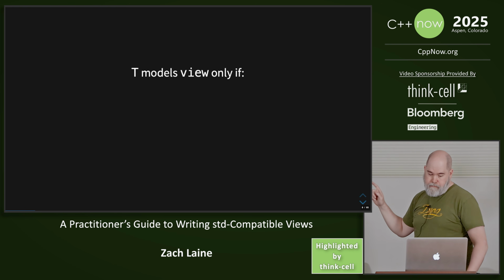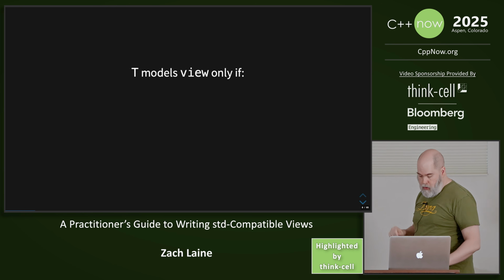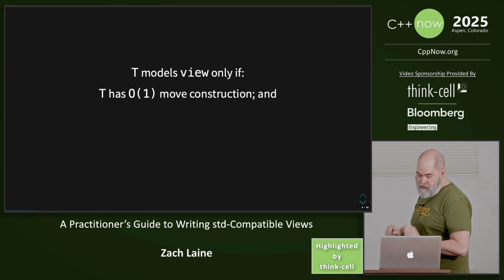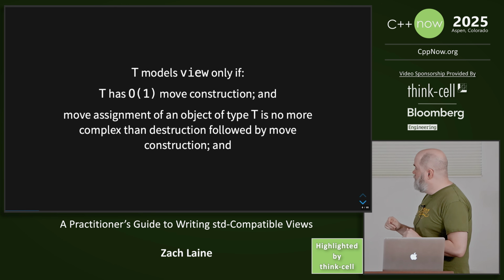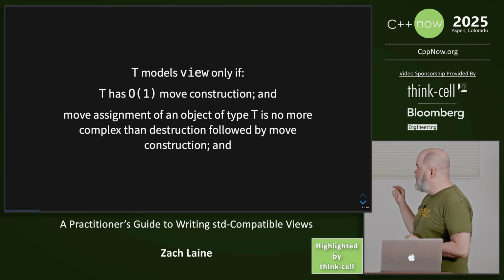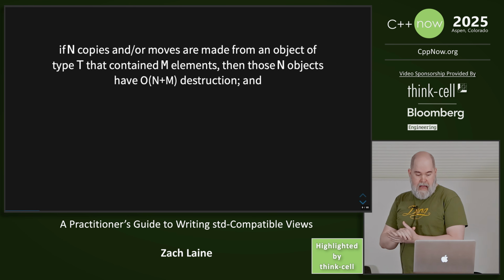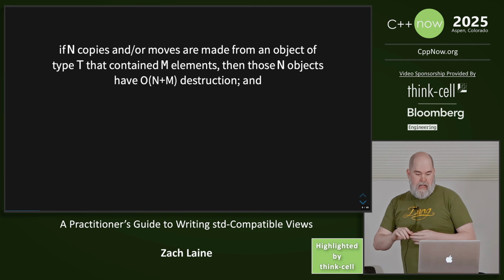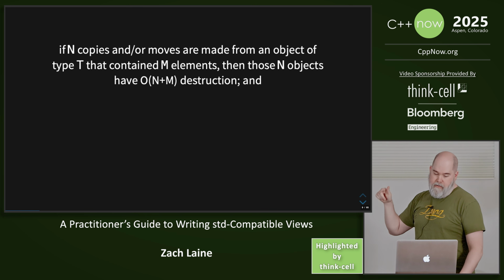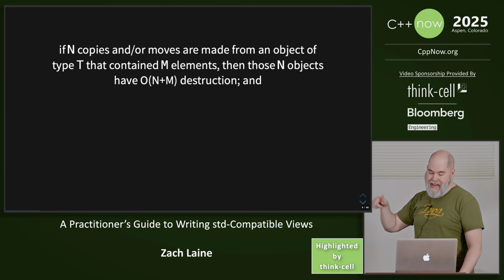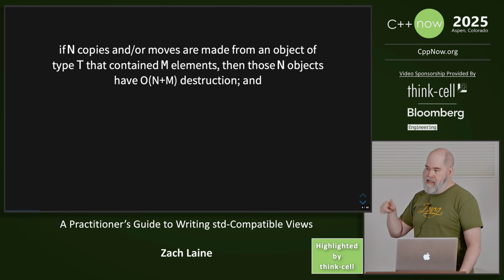So furthermore, T models view only if T has an order one move construction and move assignment of an object type T is no more complex than destruction followed by move construction. And this one's kind of a weird one. If n copies and or moves are made of an object of type T that contains m elements, then those n objects have O(n plus m) destruction.